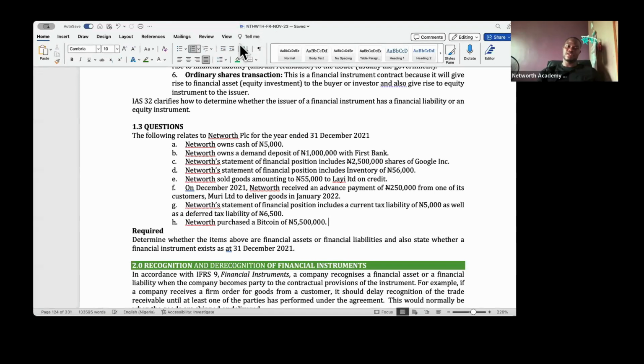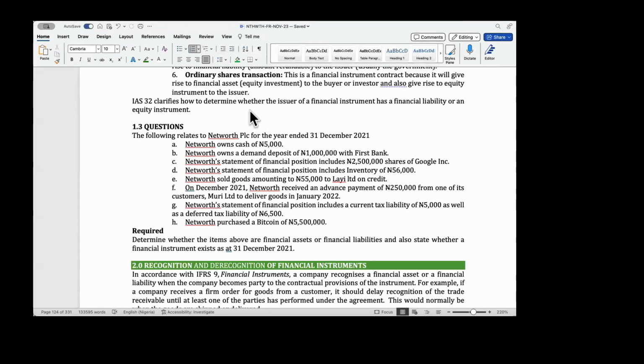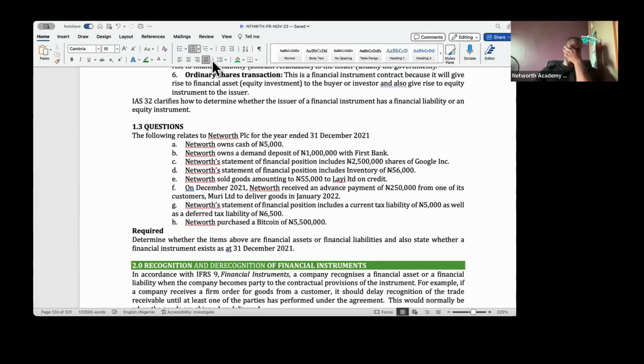That's a good trial, but it's not right. Bitcoin is not a financial asset because it doesn't give you a contractual right to receive cash. In fact, Bitcoin is just an example of cryptocurrency. There are other ones. There is Ethereum, there is Dogecoin. There are a lot of them out there. They are just trying to replace money. They are just trying to decentralize the monetary system in such a way that no single person has control over the monetary system.